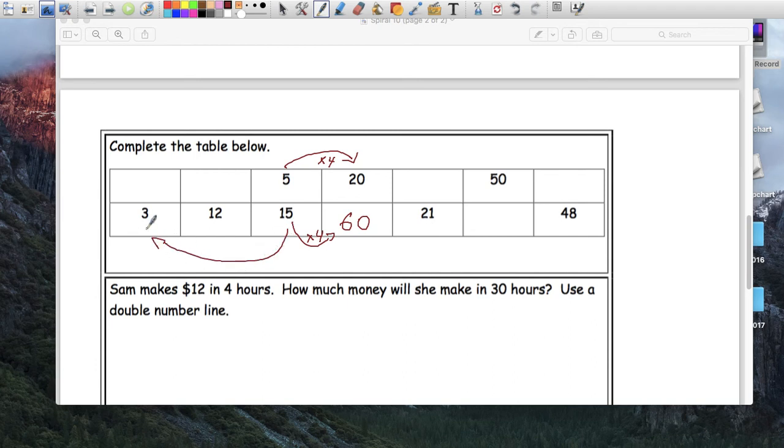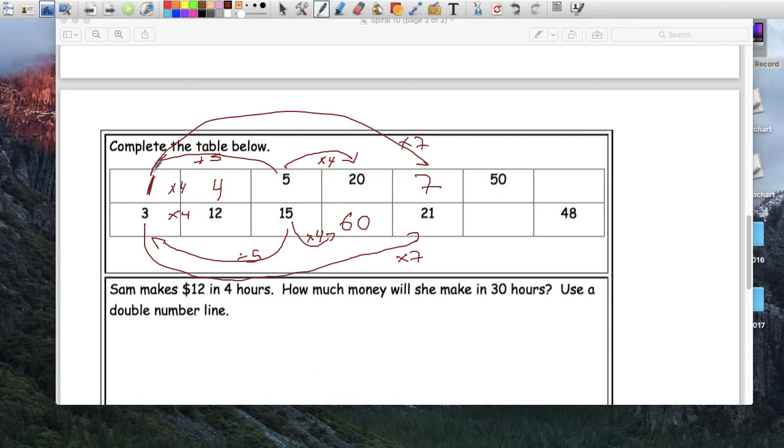How does 15 become a 3? Divide by 5 and divide by 5. So 5 divided by 5 would be 1. How did the 3 become a 12? Times 4. So 1 times 4 would be 4 over 12. 21. What can we use for 21? We can use 3. So how can the 3 become a 21? Times 7. So on the top, it's going to be a times 7. Gives you 7.